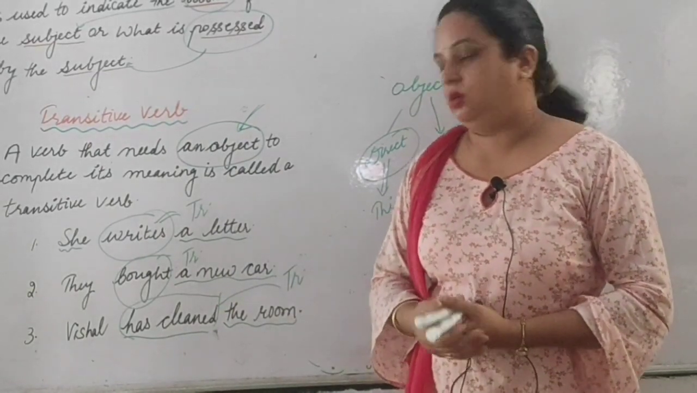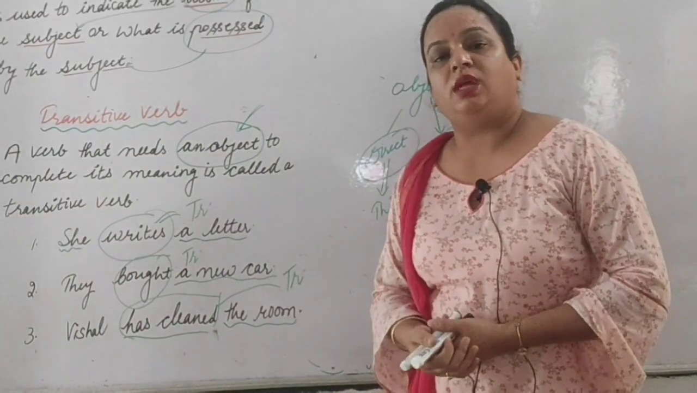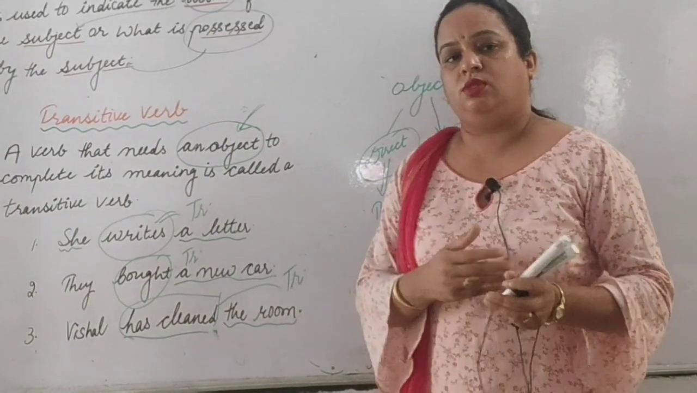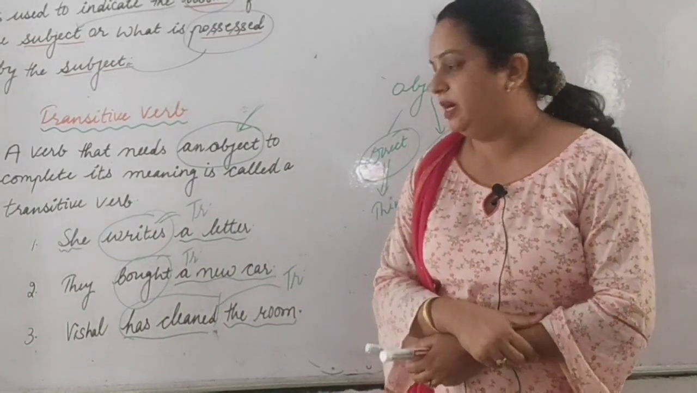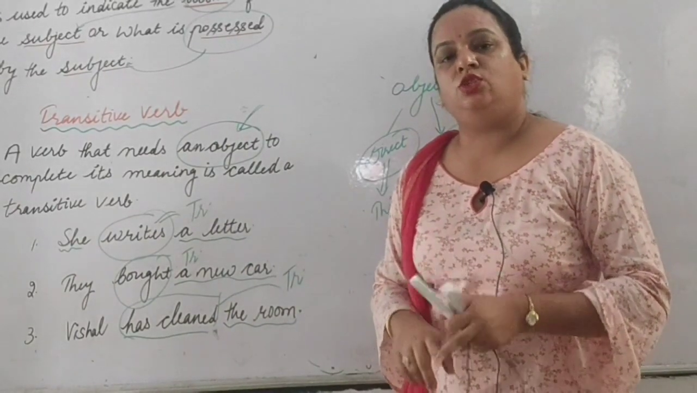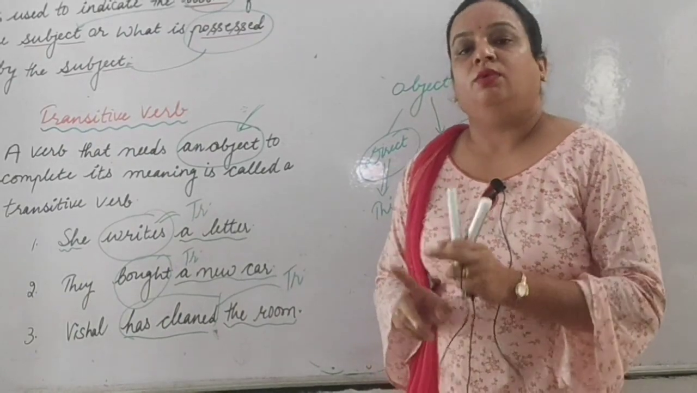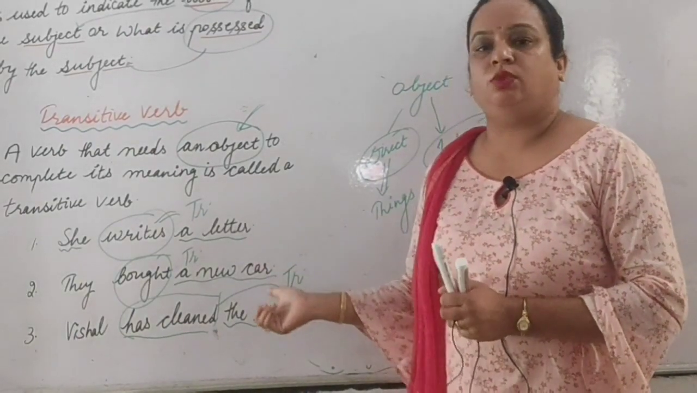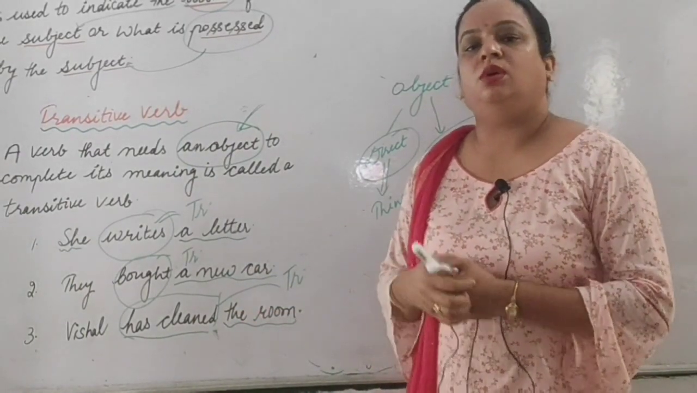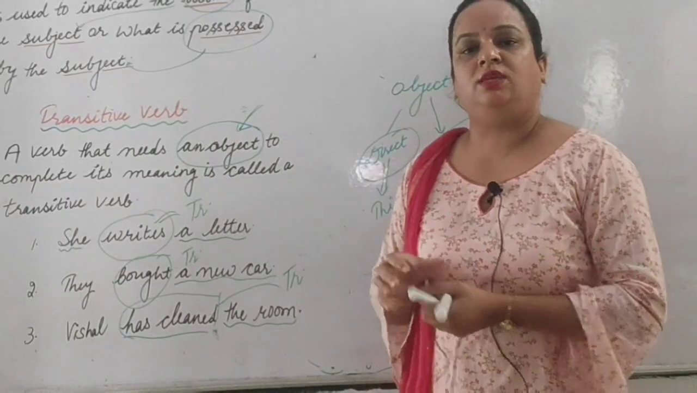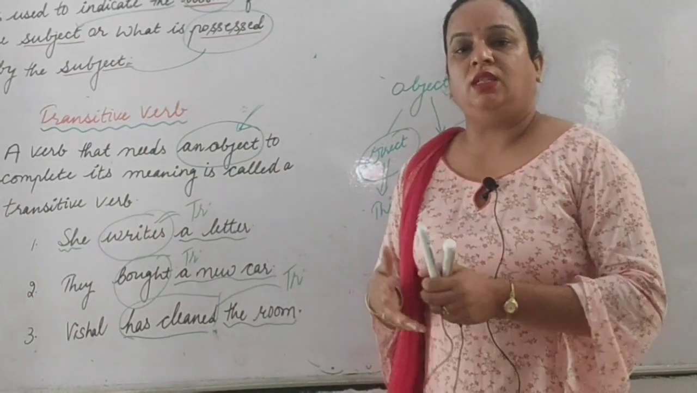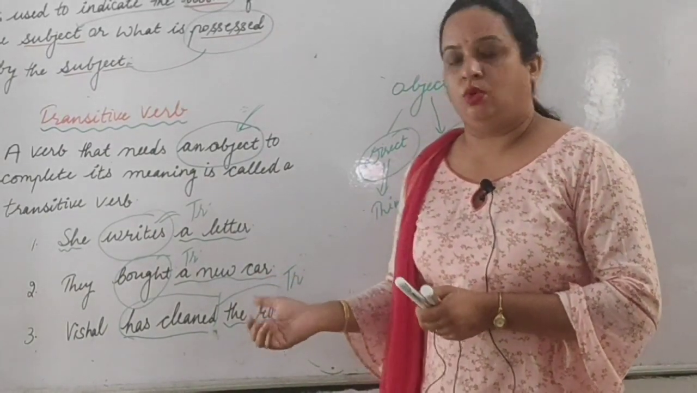I will tell you one more method to identify transitive and intransitive verbs. In our last videos we have completed active and passive voice. So if we are able to change the sentence into passive voice, the verb in that sentence would be a transitive verb. And if we are not able to change the sentence from active to passive form, that would be an intransitive verb. So that is another way you can find out.